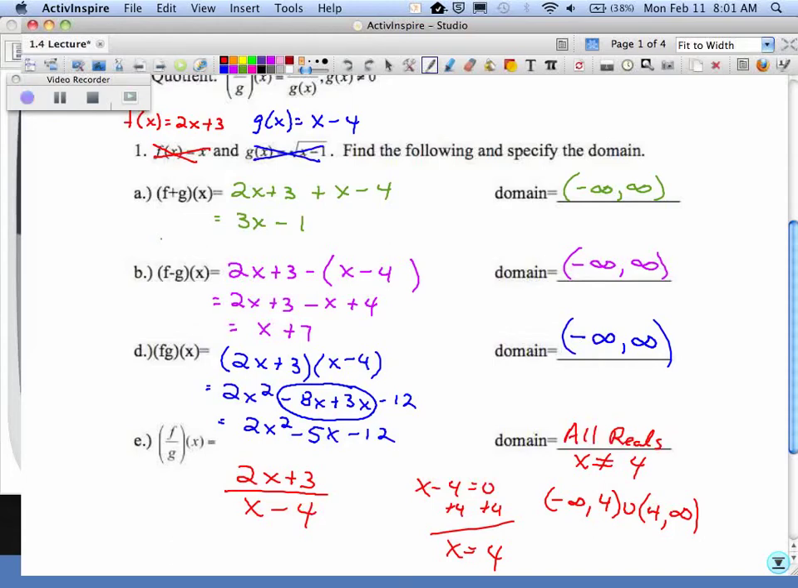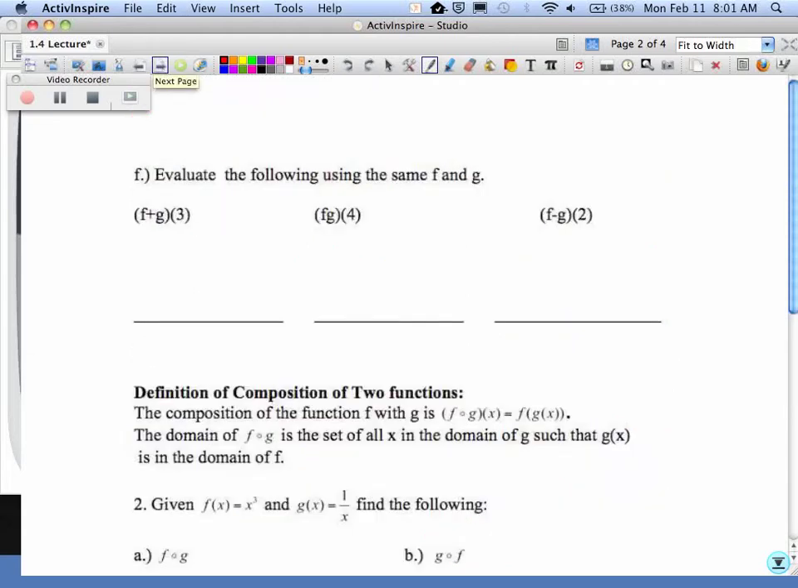So the idea is we're going to do the same functions, but this is how you would check.